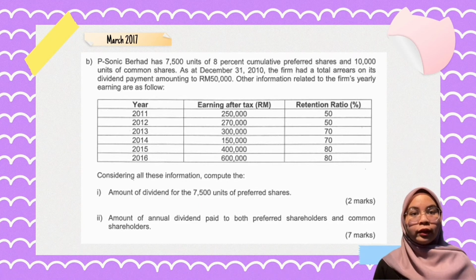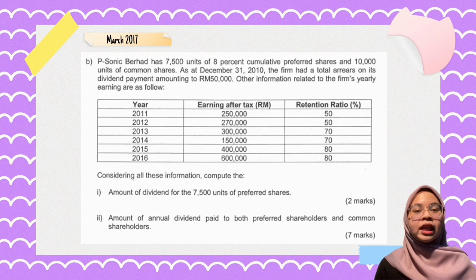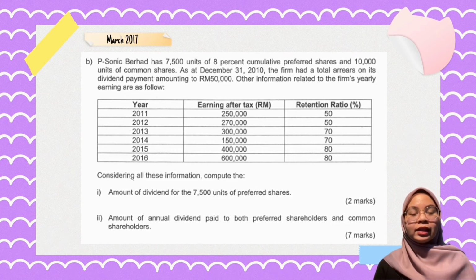In the year 2012, the earning after tax is 270,000 and the retention ratio is 50%. In 2013, the earning after tax is 300,000 and the retention ratio is 70%. In 2014, the earning after tax is 150,000 and the retention ratio is 70%. In 2015, the earning after tax is 400,000 and the retention ratio is 80%. In 2016, the earning after tax is 600,000 and the retention ratio is 80%.